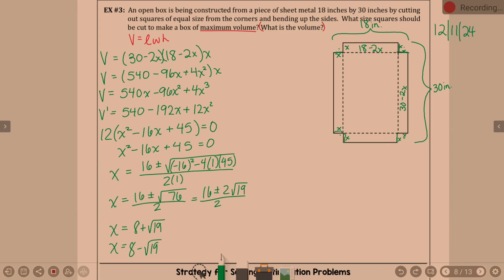Now, in a situation like this, we always need to check: are these valid answers that can work in this scenario? These are x values that have to work on the corners here, keeping in mind that we had a set 18 by 30 inch piece of steel that doesn't get any longer. So calculator wise, what is 8 plus the square root of 19?